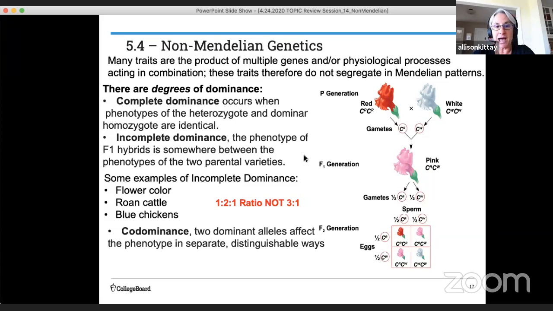And then the last degree of dominance is codominance, where two dominant alleles affect the phenotype in separate and distinguishable ways. I'm going to give you an example in blood type in just a minute, but just to tell you the difference in flowers: if you did snapdragon flowers, you would see equal numbers of red and white flowers. They would be expressed the same on the same plant rather than seeing that pink flower.